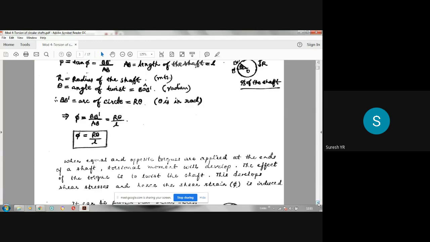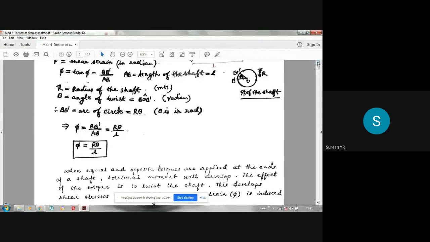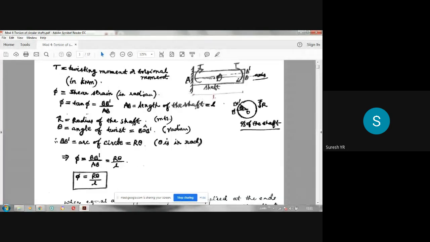acts in opposite directions, when equal and opposite torques are applied at the ends of a shaft, torsional moment develops. That is called torque. The effect of the torque is to twist the shaft. So what is the effect of the torsional moment? You have studied bending moment. The main difference between bending moment and torsional moment is that in bending moment, the rod or the shaft will bend like this.